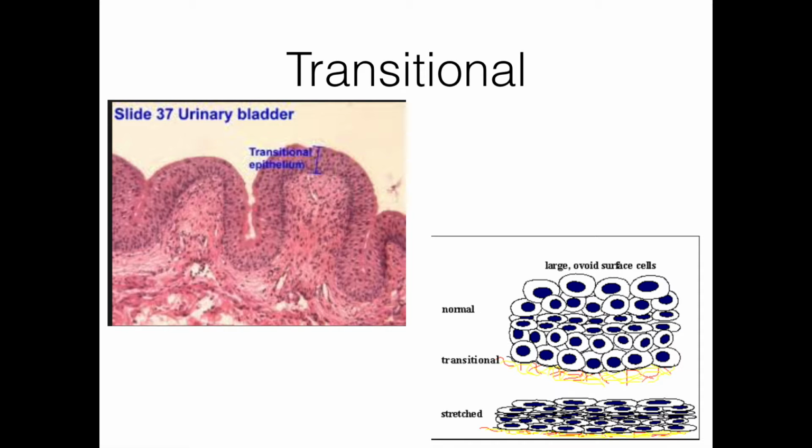Last but not least, we have transitional epithelium. It's many layers of cells of varying and often irregular shapes. You can find them in the ureters and the urinary bladder. The function of these is the ability to stretch and recoil and to provide elasticity.